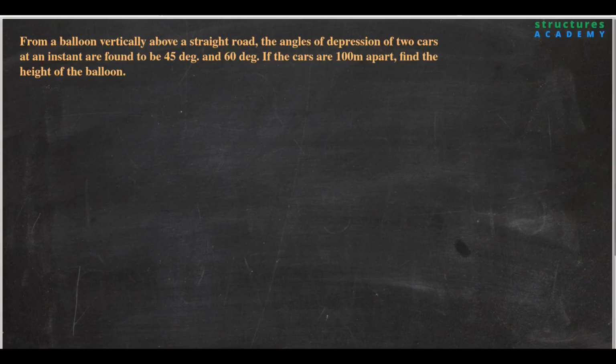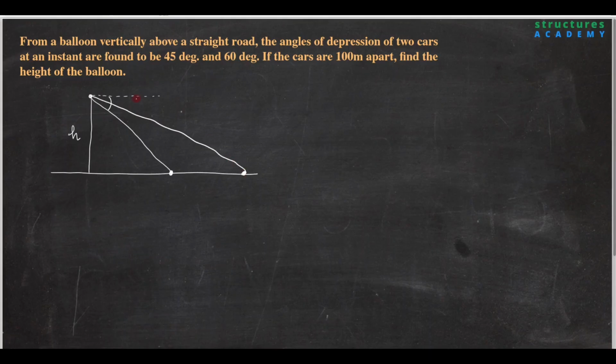In order to understand what is being described, let me draw a rough sketch. So this is the ground level or the straight road, and let's just assume here is where the balloon is located. So the balloon's height over the ground is h, let's say, and let's assume this is the first car and this is the second car. The angles of depression are always taken with respect to the horizontal, so we'll draw a horizontal there. This angle is the first angle of depression, and we'll see what that value will be. And this would be the angle of depression to the second car.